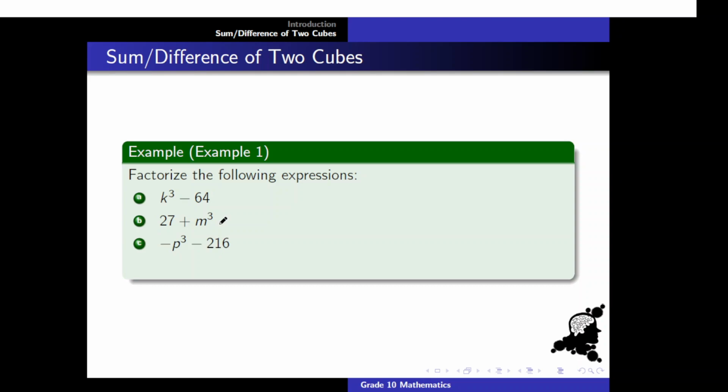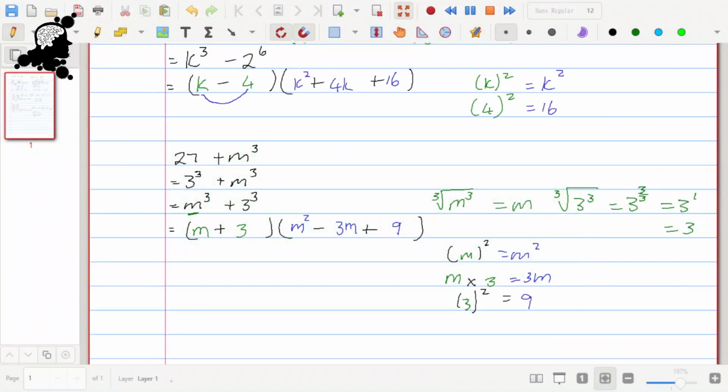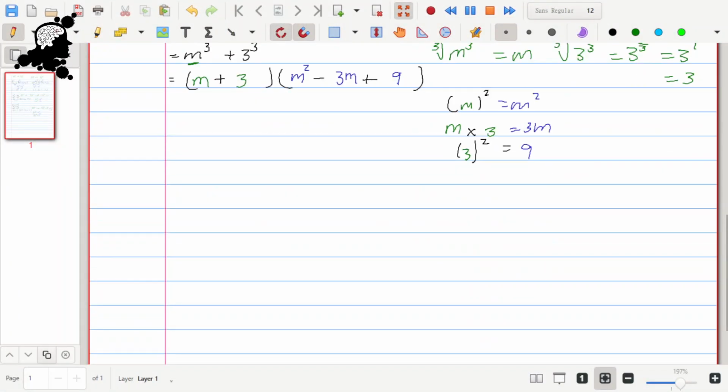This one is interesting. We've got negative p cubed minus 216. So let's go back to our writing pad and look at this question. We have negative p cubed minus 216. Now at first glance, you will say they've got the same sign and they are both perfect cubes, so we may as well go ahead and factorize it.